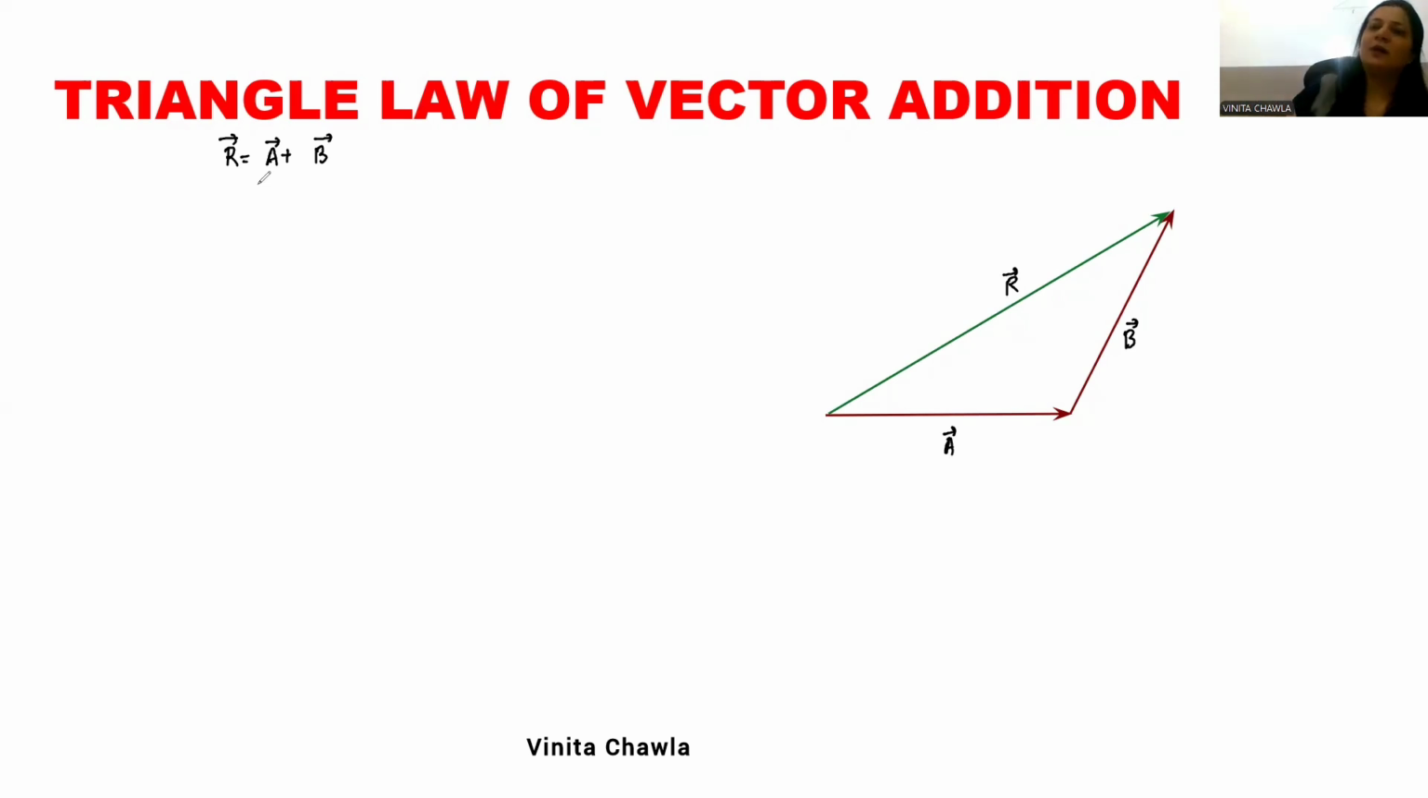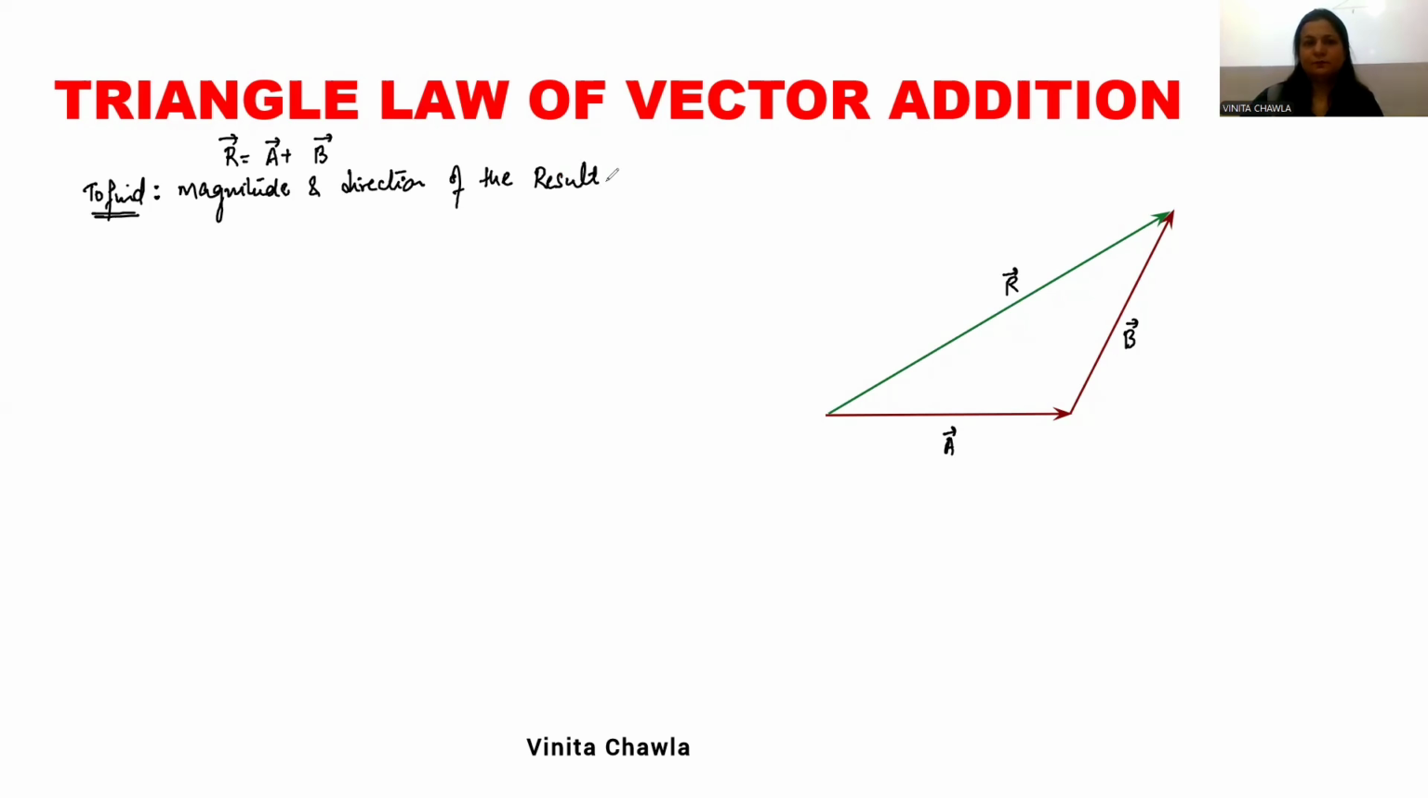Now we are going to find magnitude and direction of this resultant vector. Okay. What are we going to do? We are going to find magnitude and direction of the resultant vector. Let's write the subheading first. Let's first find the magnitude of the resultant vector, then we'll find the direction. Okay. Let's start from the magnitude. For magnitude of resultant vector.